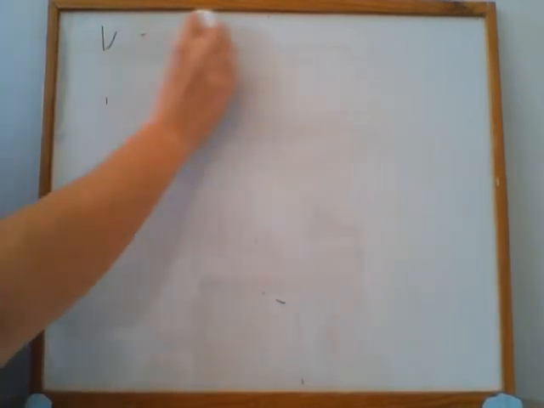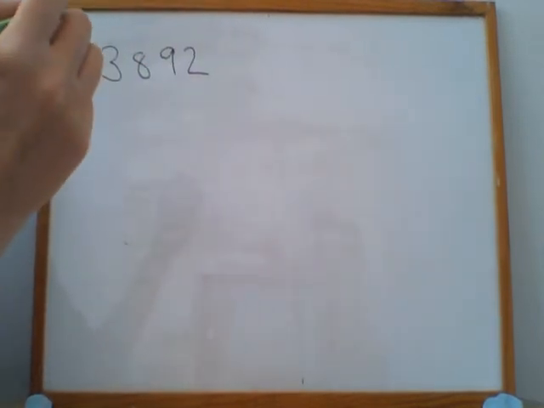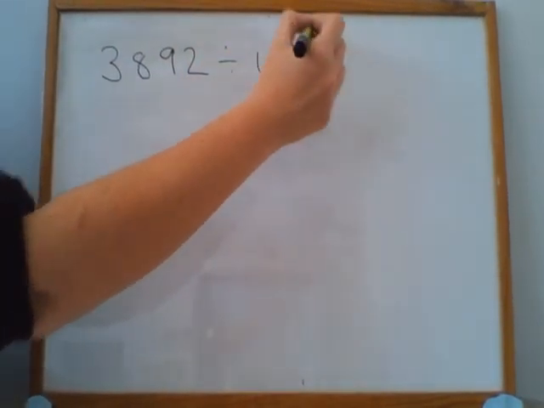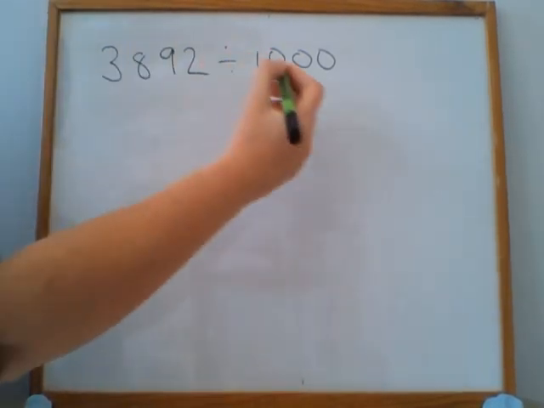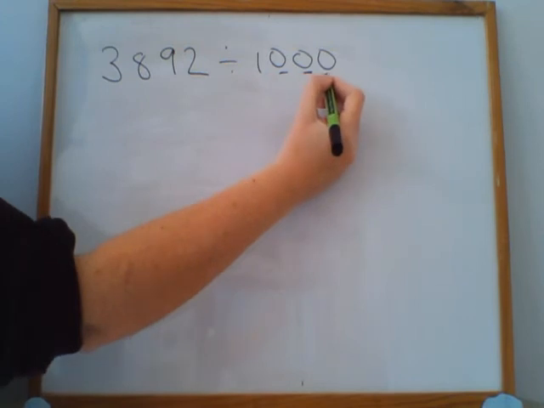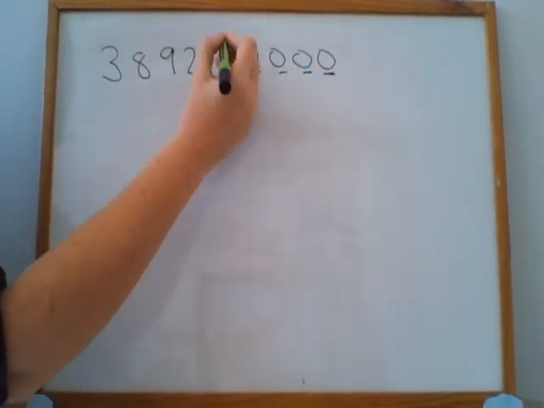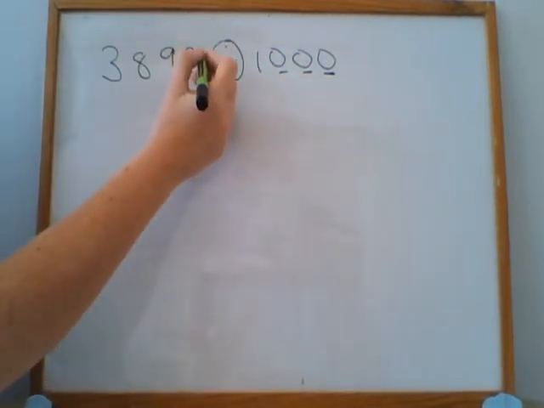Okay. Number 10. Some people get a little bit confused on these ones of how many places we need to move our decimal point, but there is quite an easy way to remember this. So 3892 divided by 1000. So here I can see clearly I have 3 placeholders in my 1000. I have 3 zeros. It is division, so my number is going to get smaller.